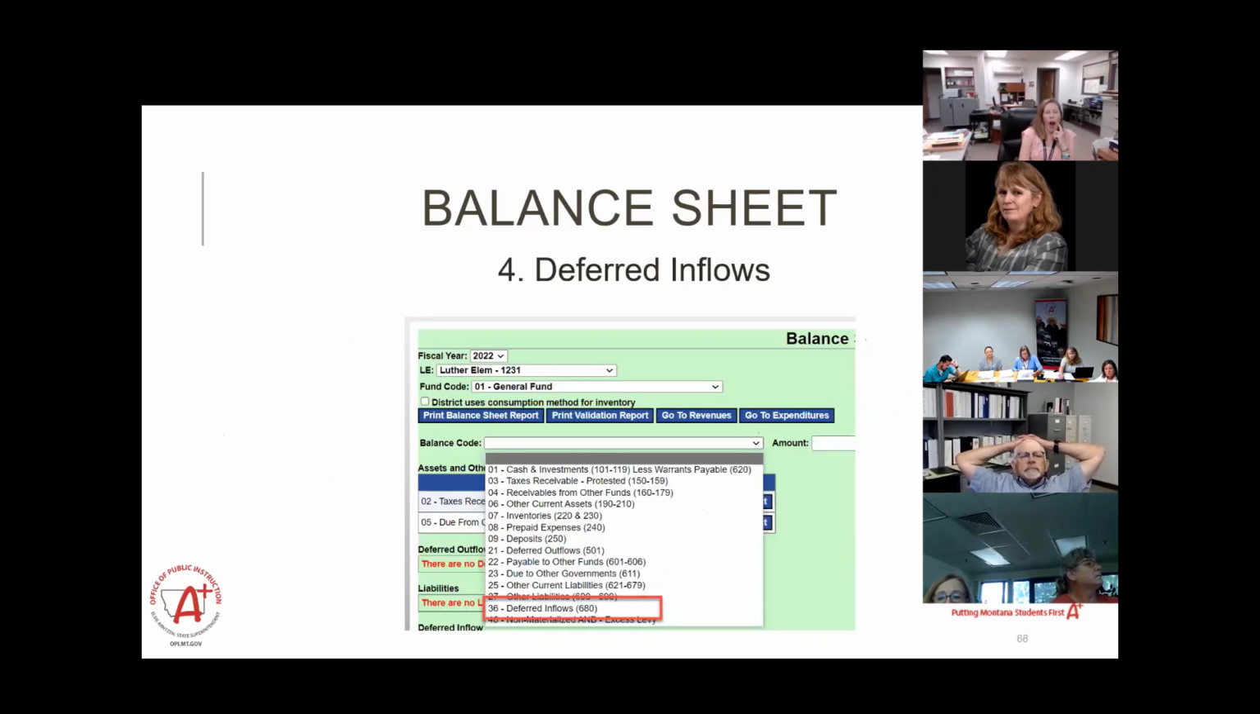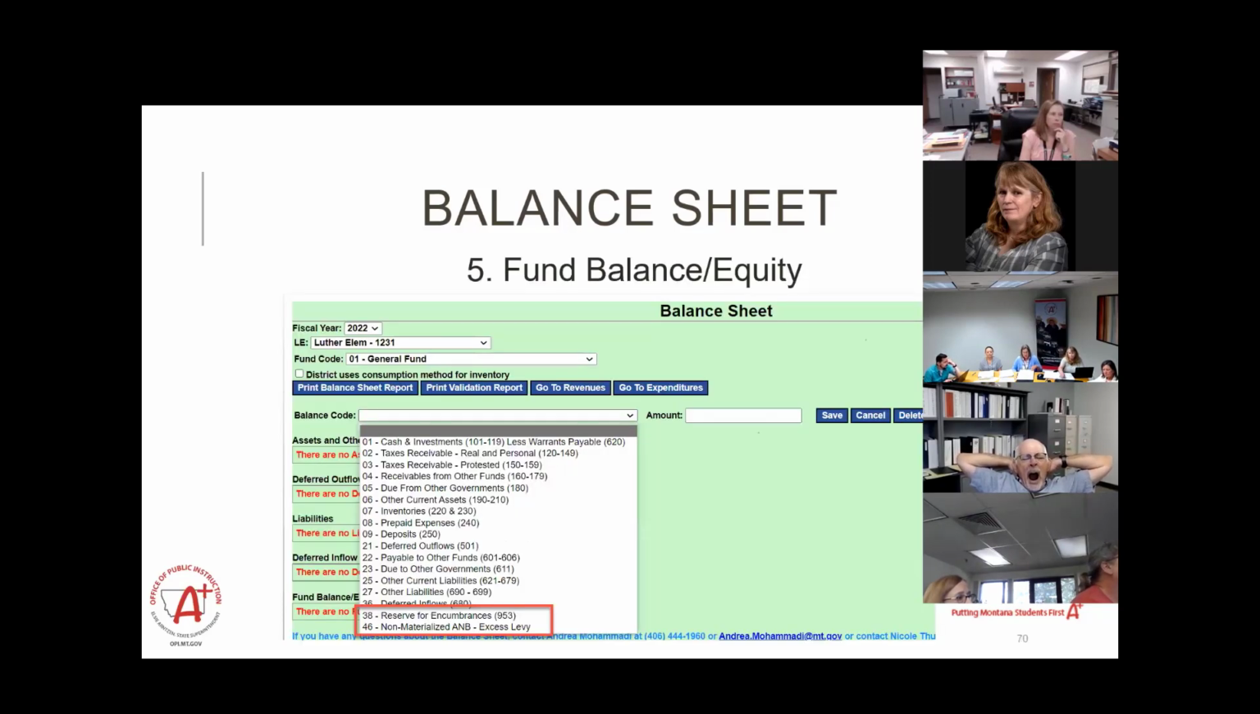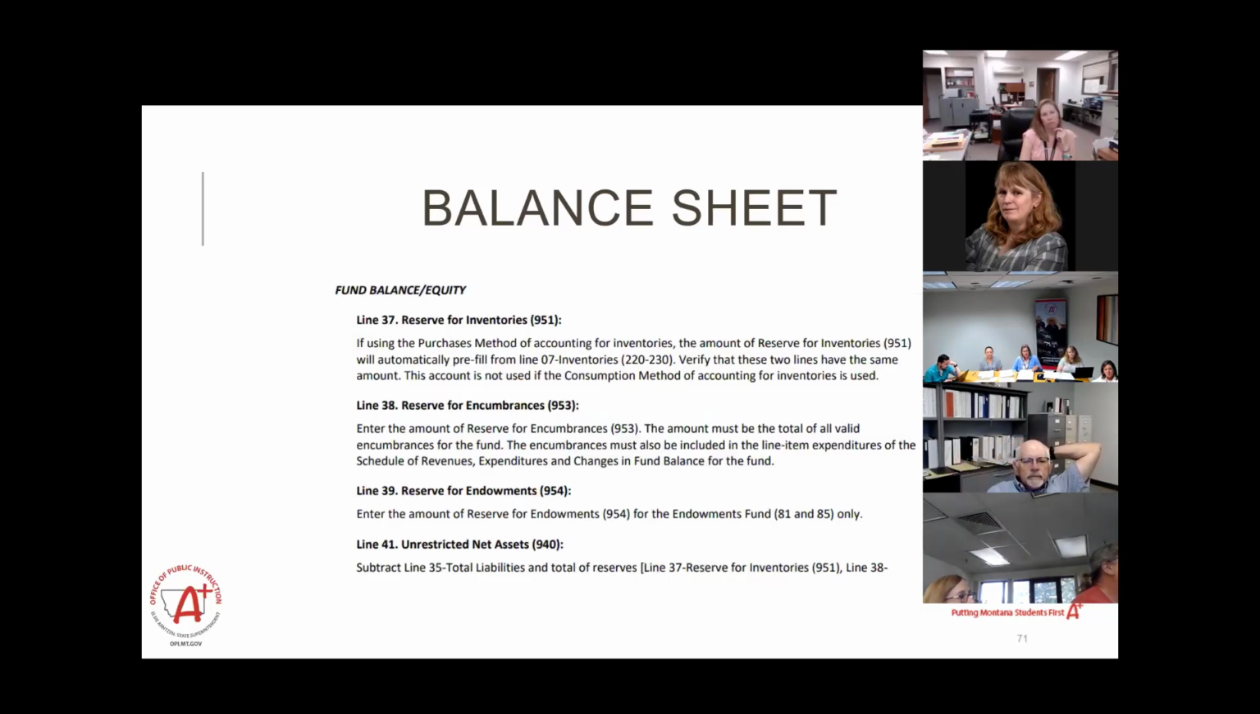And last but not least, or actually we're not there yet, deferred inflows. And on the balance sheet, it tells you what makes up those. And then we go to fund balance and equity. You have 38 and 46, and the next one explains what makes up those.